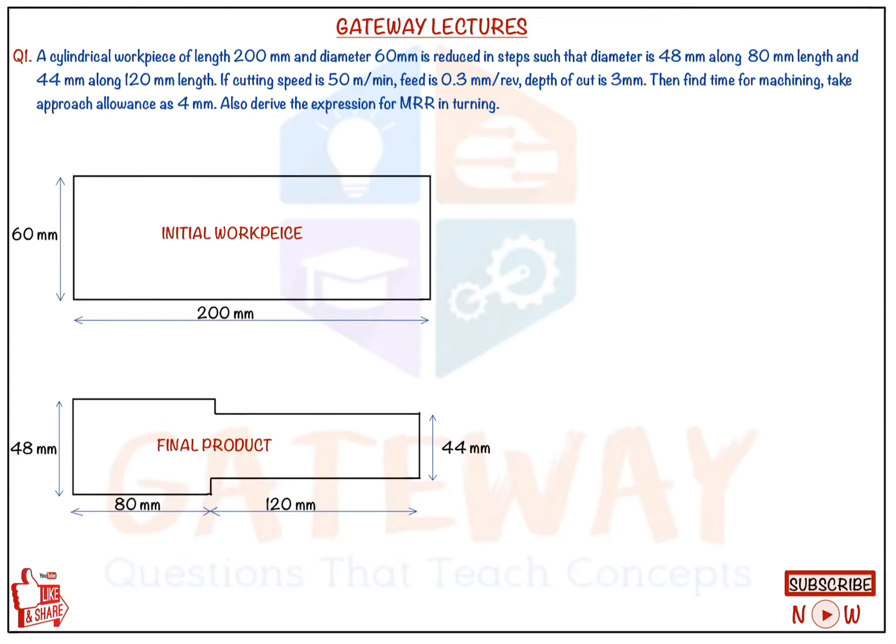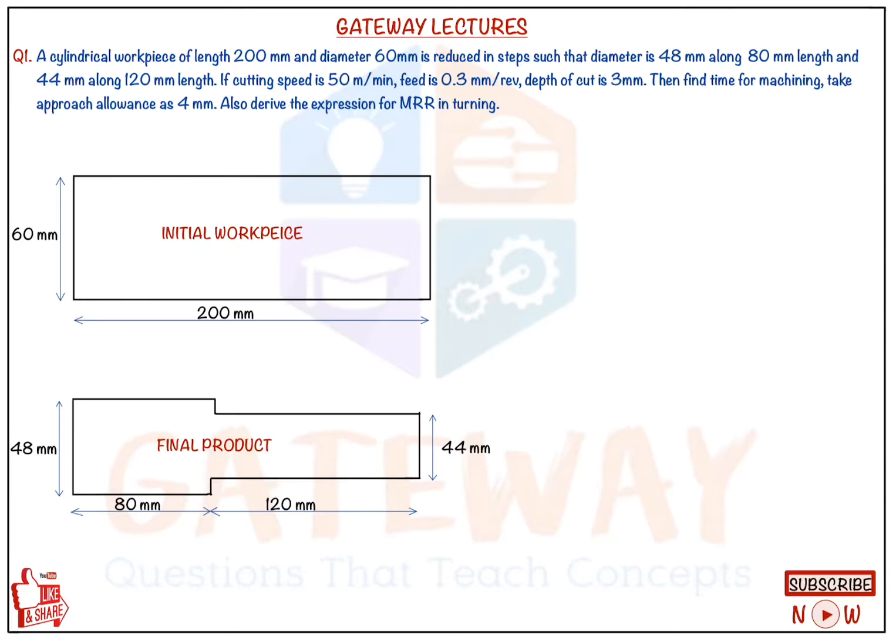A cylindrical workpiece of length 200 mm and diameter 60 mm is reduced in steps. So the length is 200 mm, diameter 60 mm. It is reduced in steps such that the diameter is 48 mm along 80 mm length, and 44 mm along the 120 mm length. So we need to do a turning operation such that along 80 mm we get 48 mm and along 120 mm we get 44 mm.